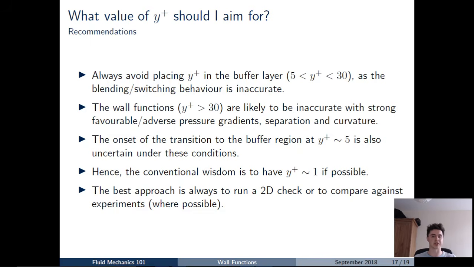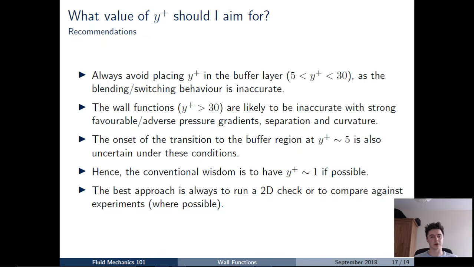And so if we use this wall treatment approach, then the flow solution that we predict is highly likely to be incorrect and wrong. So really what we have to do is have a think about the flow physics that we're actually trying to represent when we're choosing our y plus values. And ideally, if we can, we always want to try and get our y plus less than 5 so that we're in the viscous sublayer.